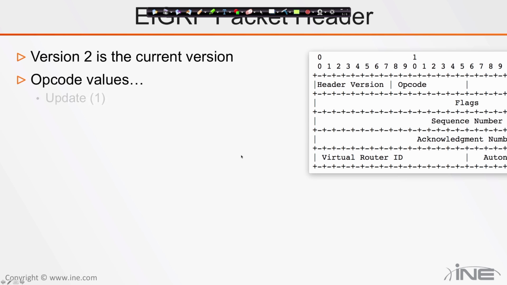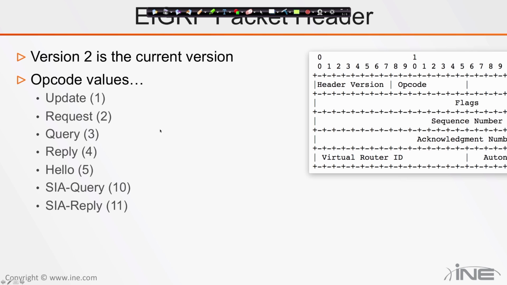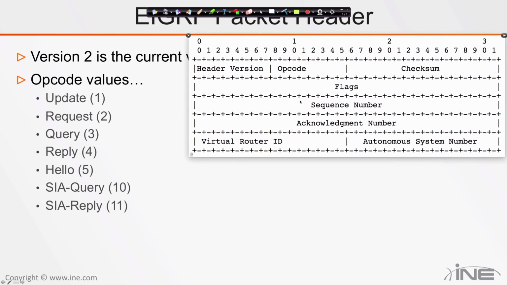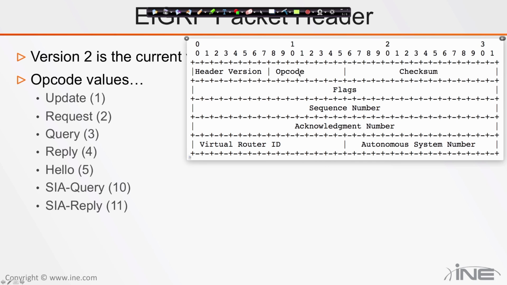Now, again, version 2 is the current version. We're going to see that. Here are the opcode values, right? So if it's an update packet, and again, let's talk about it in terms of the payload. Here's the header, and then after the header, we're going to have the payload, and the payload of EIGRP packets is expressed in terms of type, length, value, what we call triplets.